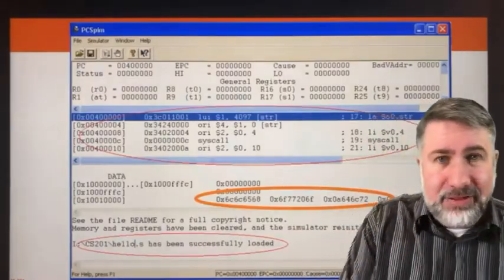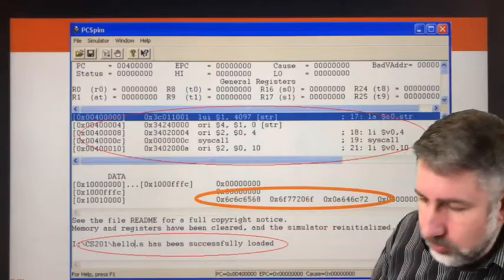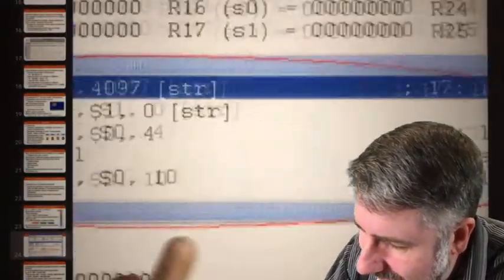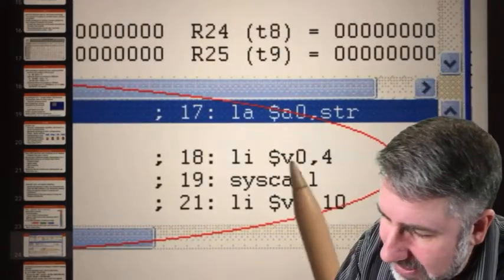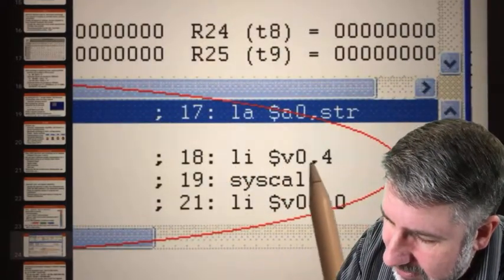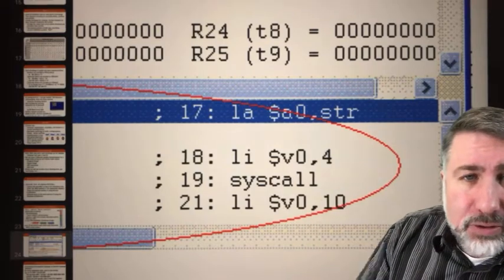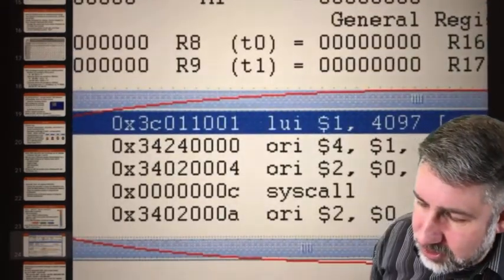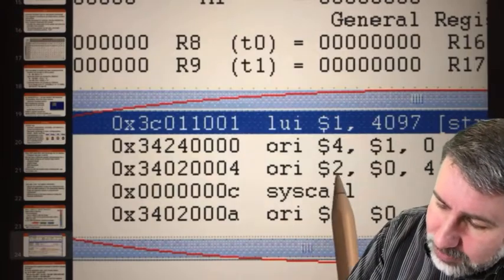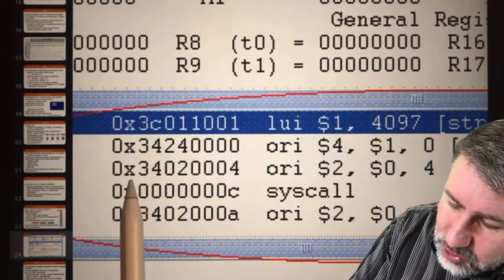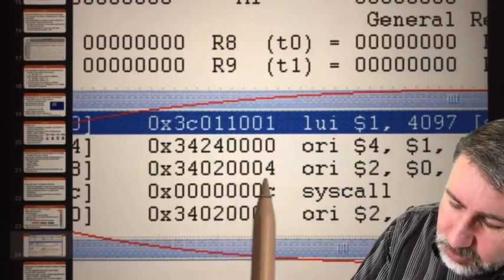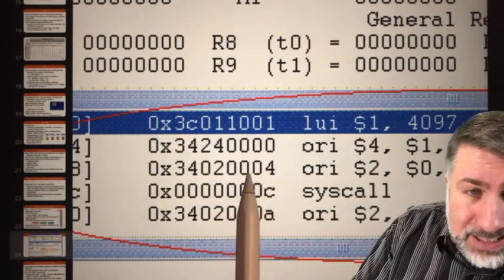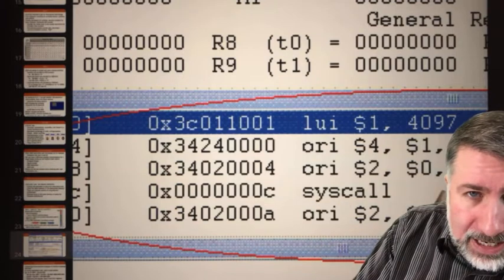If we look at the simulator one more time, we can see that, again, when we asked it to do, for example, load immediate V0 and 4, it doesn't actually do load immediate V0, 4. It does or immediate V0, 4. And that or immediate V0, 4 gets stored in memory as this 32-bit number, 34020004. And the question is, how do we get from ori this to that?